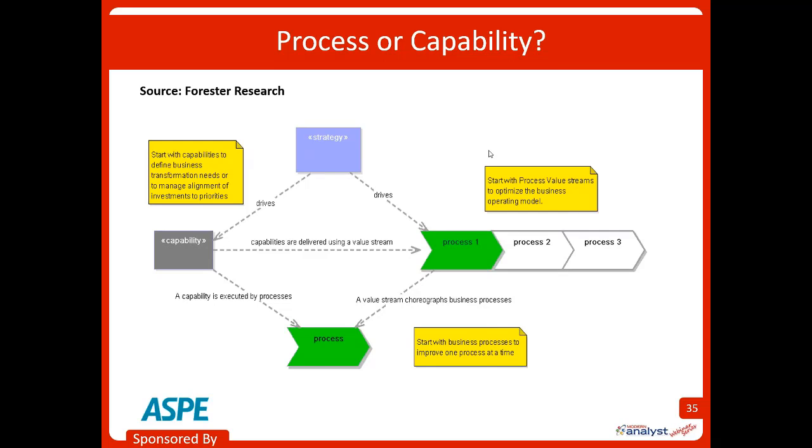So process or capability, I get that question a lot. So we just covered capability. Well, Forrester did a good job. Strategy, if you start with capabilities to define business transformation needs, to manage alignments. If you're going to process a value stream, you go down this approach. Now, only Walmart and Amazon and corporations that are really making billions do this well.